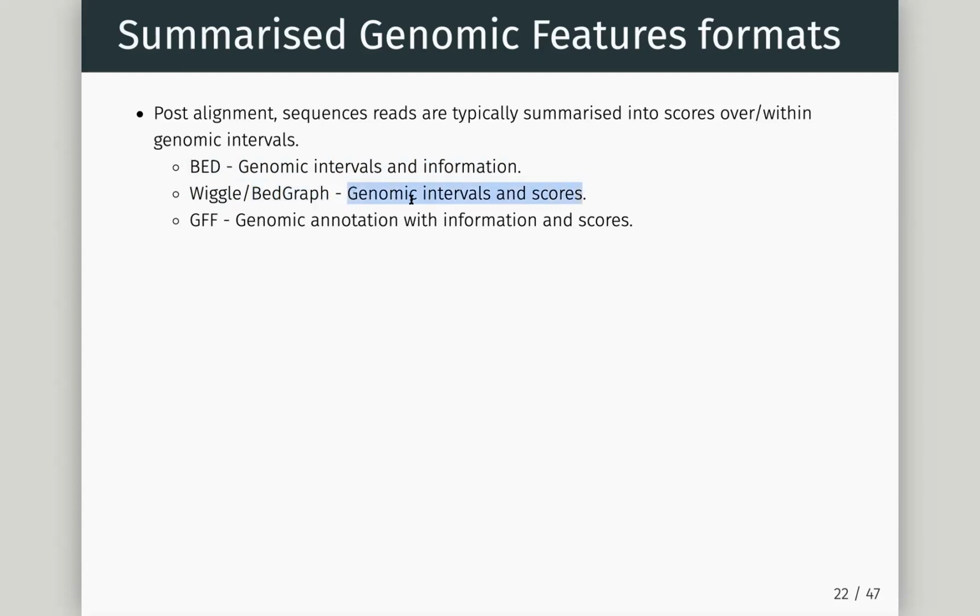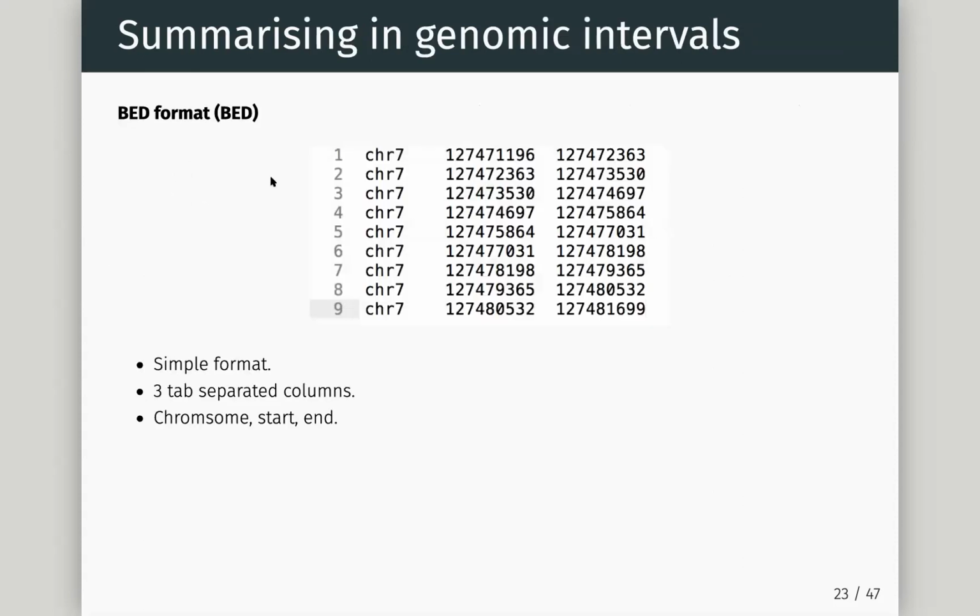And that's for holding genomic intervals again, but usually scores associated with those intervals. And then we have GFF. This is how we hold genomic annotation, how we hold gene models. How your genes are made up of exons is typically held in that format. So BED format's really simple. It's just chromosome, start position of the interval, end position of the interval.